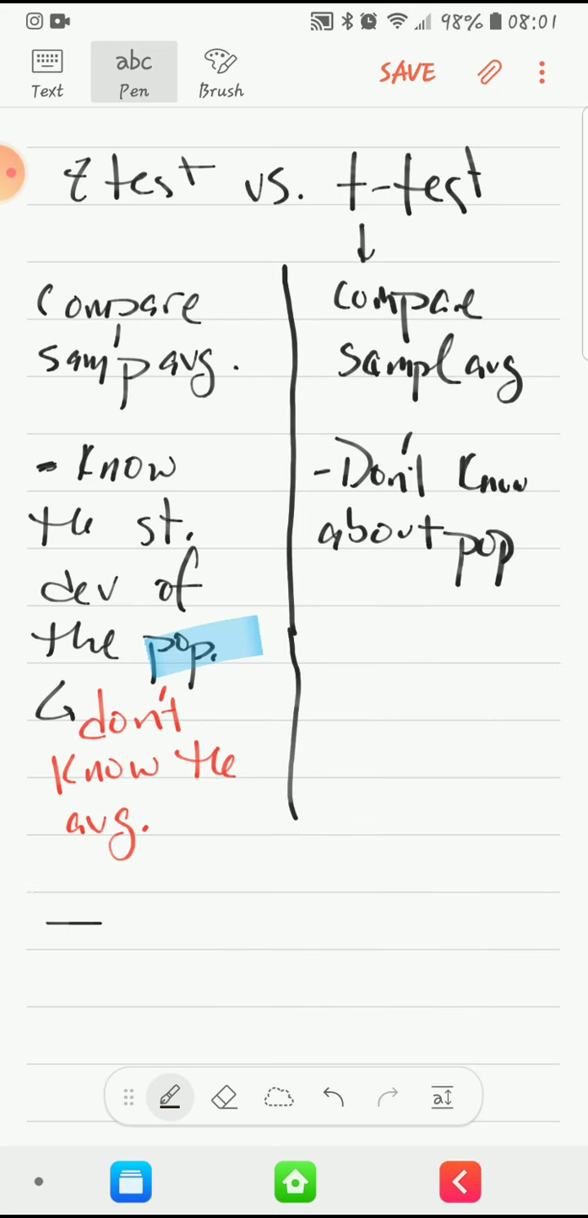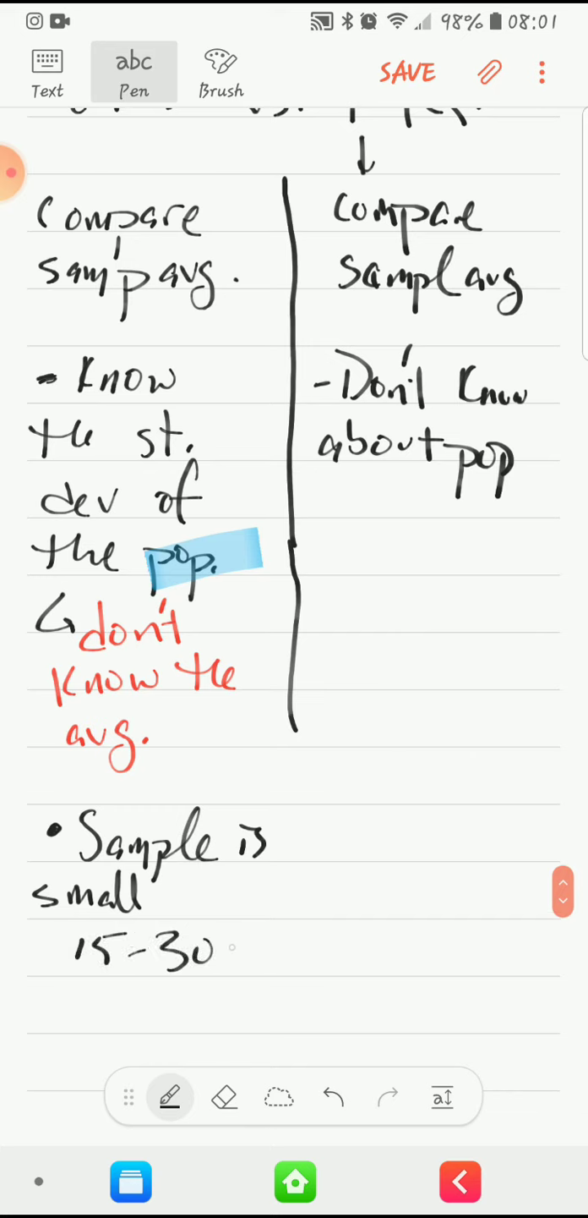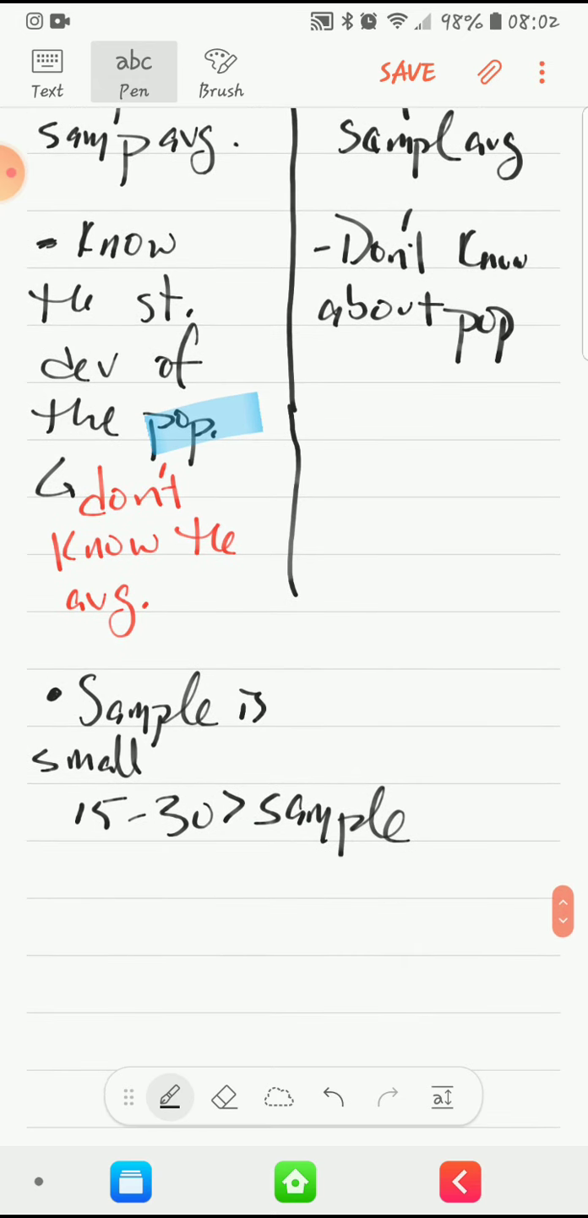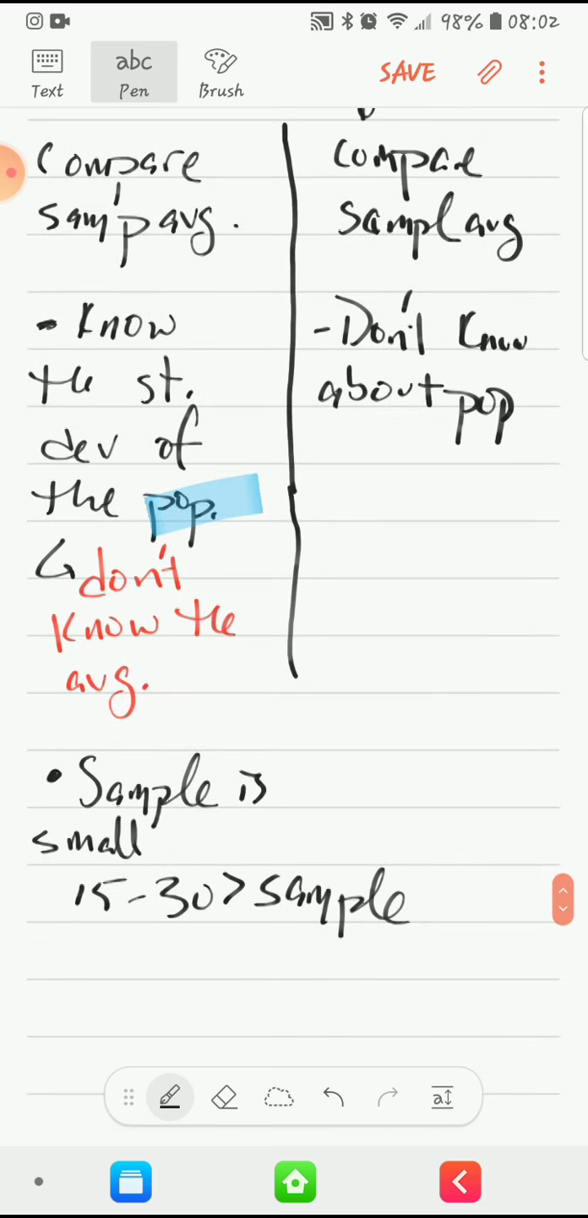The second criteria for picking the z-test over the t-test is that your sample is small, smaller than about 15 to 30. A lot of people just say 15, but the whole idea is if your sample size is smaller than 15 to 30. So in our problem before, we had 15 students. Technically, we have 15 engineers and 15 lit students. That's 30, right? So that is considered small.